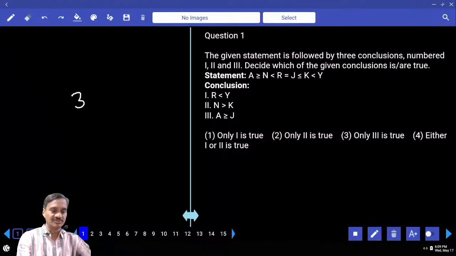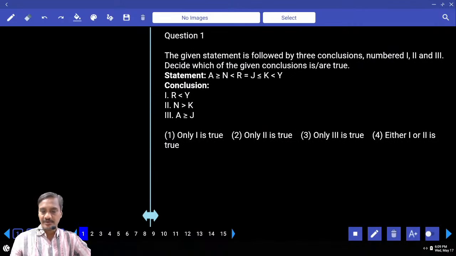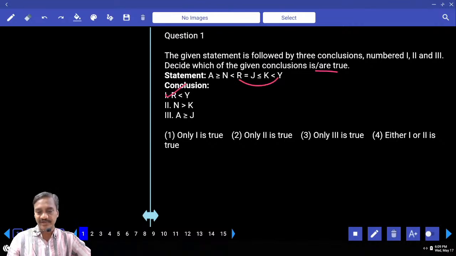Now paper number 36, CGL Tier 1. Then question number 1, it is based on inequalities. Which of the given conclusions is true? Now the relation between R and Y. Which symbol is common? Lesser than. R lesser than Y, definitely true.